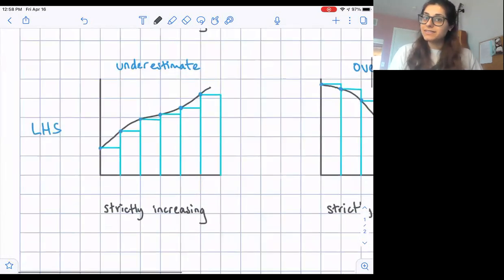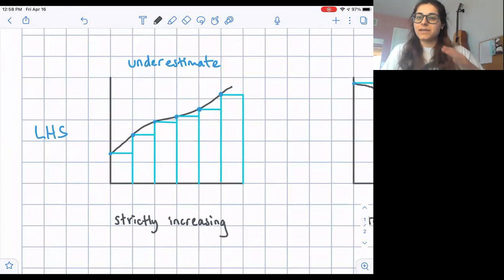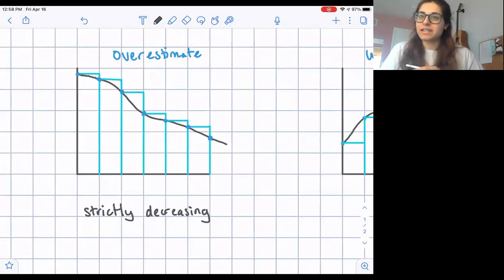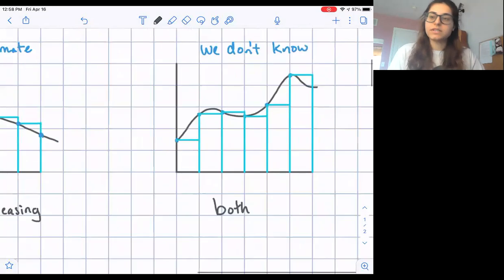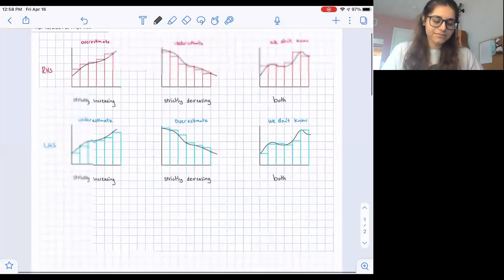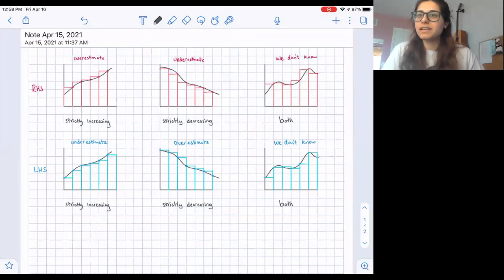Now it's going to be the opposite for the left-hand side. If it's strictly increasing, it's an underestimate because we're going off those left-hand points, so we're not accounting for some area underneath the curve. Opposite for decreasing: we're going off the left-hand point, so it's going to be an overestimate. And if it's both, again, we don't know. Is it an overestimate or underestimate? We have no clue. We can't say for sure. I can include this in my notes, but this is a good visualization of overestimation and underestimation based on right hand or left hand.